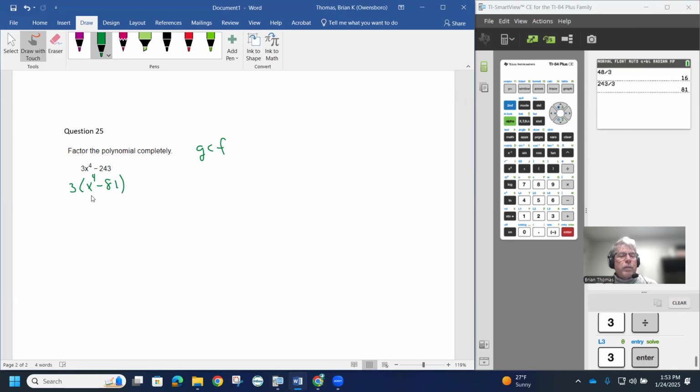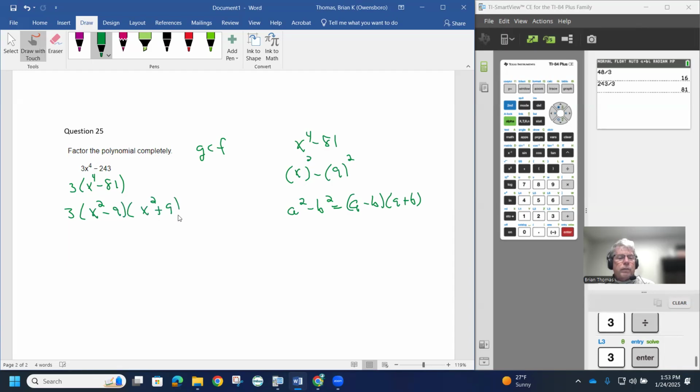So what we have now is 3 times x to the fourth minus 81. Well, notice how this is kind of a difference of squares. So this x to the fourth minus 81, what squared gives me x to the fourth would actually be x squared. And what squared gives me 81 would be actually a 9. So it is a difference of squares. So that means the formula a squared minus b squared is going to factor into a minus b times a plus b. So we have this 3 times then this x squared minus 9 times x squared plus 9.